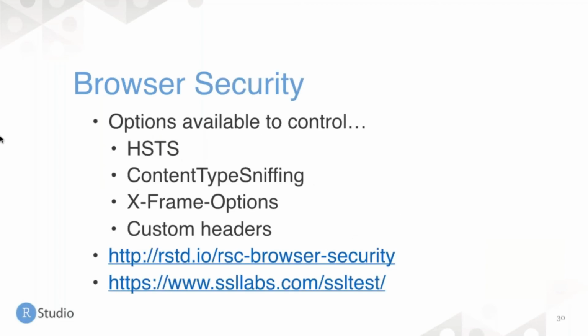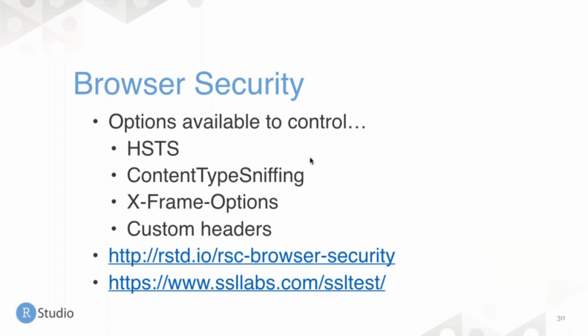Another thing that you can consider around security implications would be the notion of browser security. There are a few different options that you can configure, all of which are documented in more detail at the link that I provide here, but we do support HSTS. We have content type sniffing customization. You can change the X-Frame-Options, and you can even define custom HTTP headers that you want included on all requests that are going out of the server.